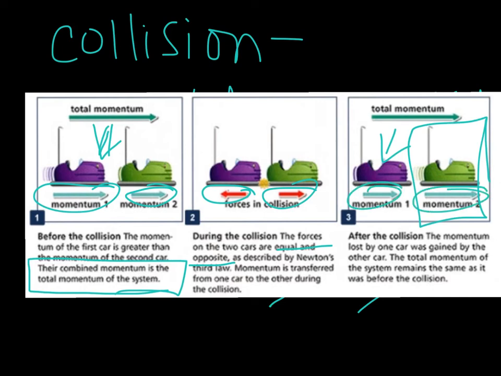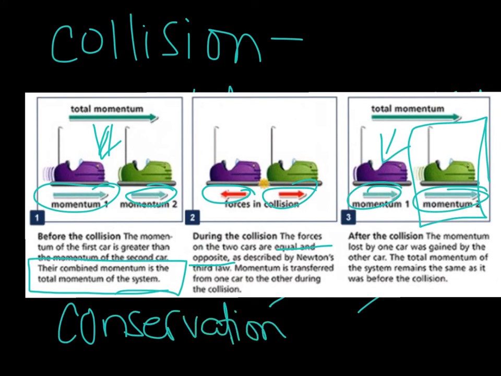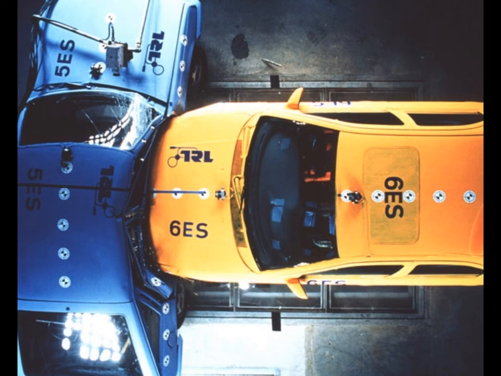Now we've got little and big. This is actually a representation of the conservation of momentum. This conservation of momentum principle states that the total momentum of a system of objects does not change, as long as no outside forces are acting on that system. You're going to have the same amount of energy in the system. When two cars collide during a crash test, momentum is conserved during that collision.